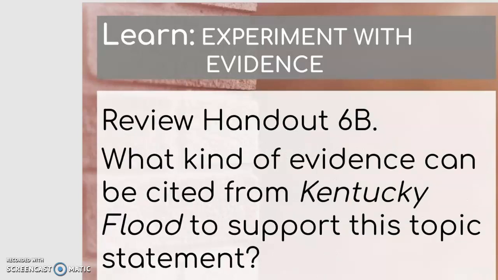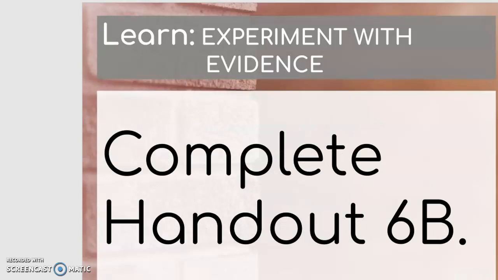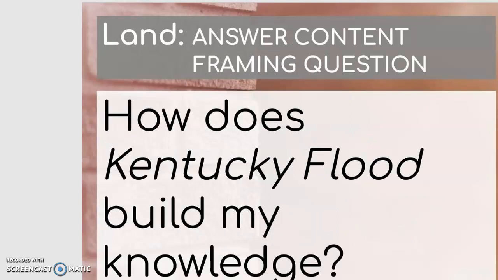You're going to review Handout 6B. What kind of evidence can be cited from Kentucky Flood to support this topic statement? So you're going to look back at the picture of the Kentucky Flood, and you're going to answer the question: what kind of evidence can be cited from Kentucky Flood to support this topic statement? You're going to complete Handout 6B. Under the Land, you're going to ask the question, how does the Kentucky Flood build my knowledge? So you're going to look back at that picture and have a discussion about how the Kentucky Flood builds my knowledge.